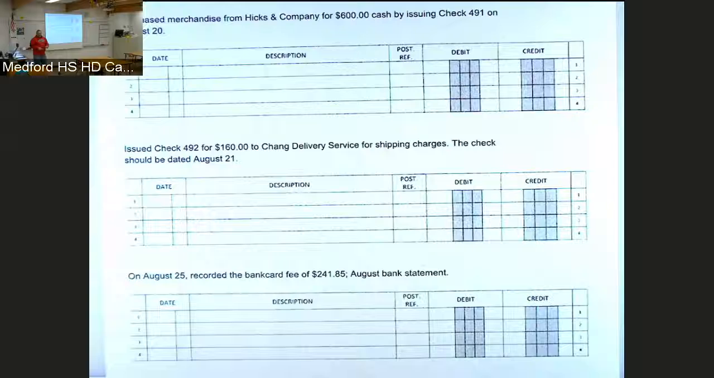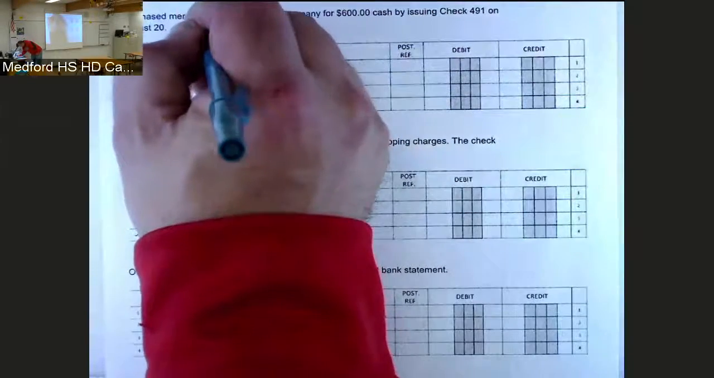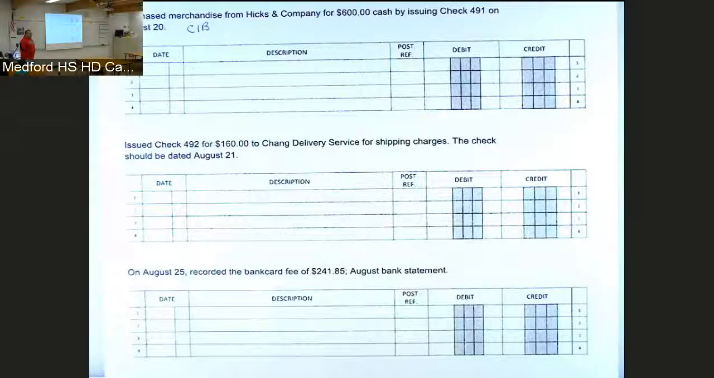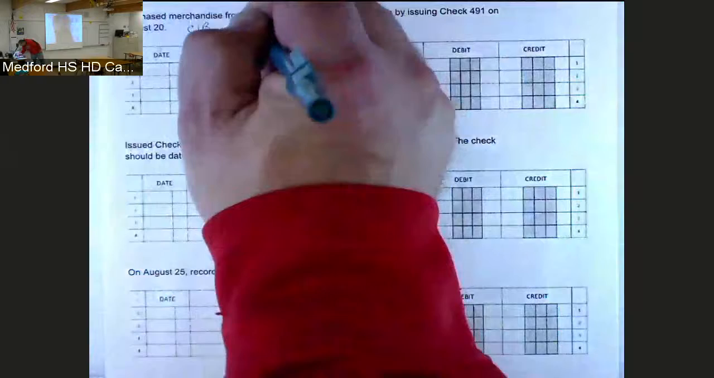First of all, what accounts are being affected in this first example? Cash and bank. Okay, cash and bank, and we know that because we're purchasing with cash, right? So that's the easy one. What else? Purchases. Why purchases? Austin? You're buying merchandise. We're buying merchandise. Absolutely. That's the correct answer.